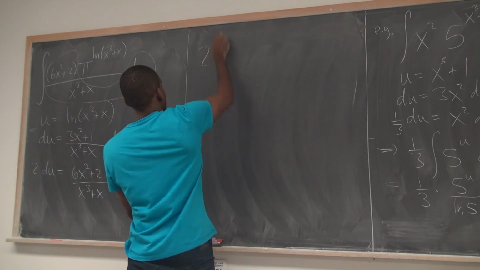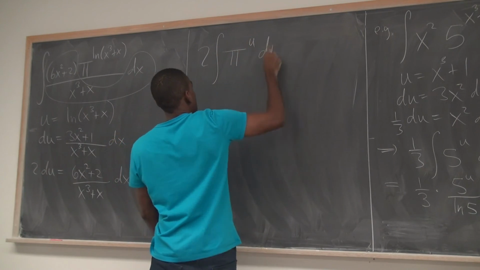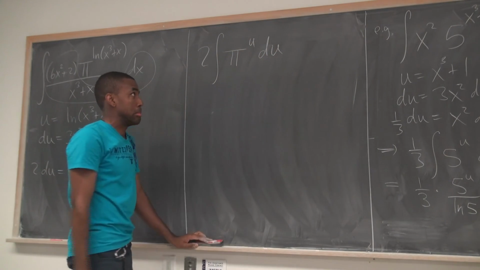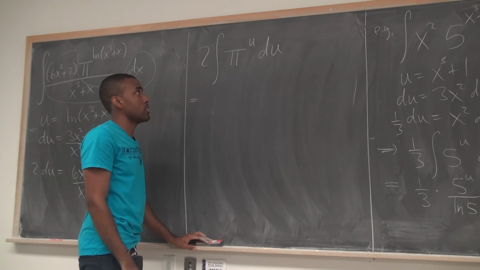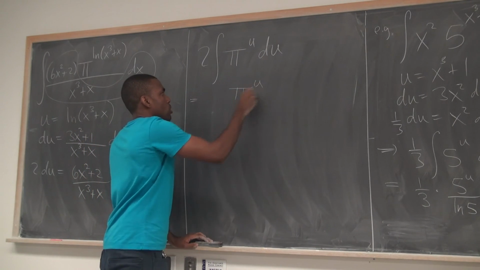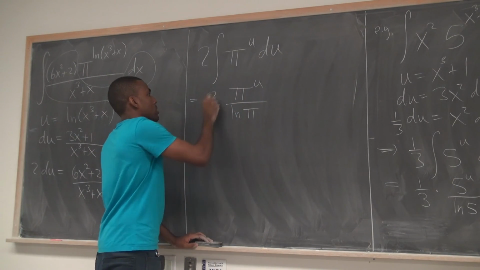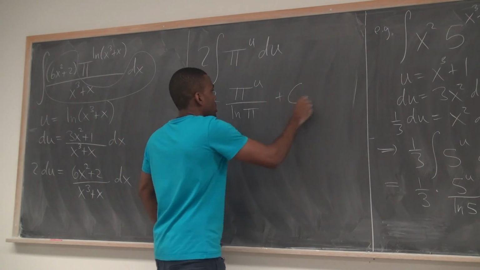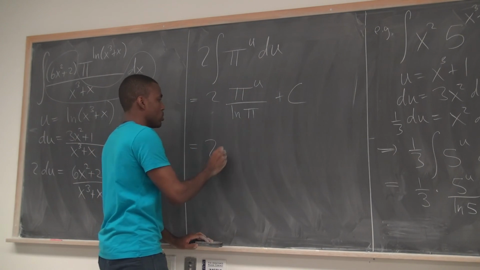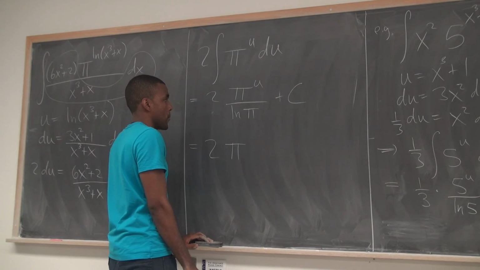2 times the integral of pi to the u, du. How do we do pi to the u? It's pi to the u over ln pi. Pi to the u over ln pi, times 2, plus C. So this would be 2 pi to what power? ln of x cubed plus x.